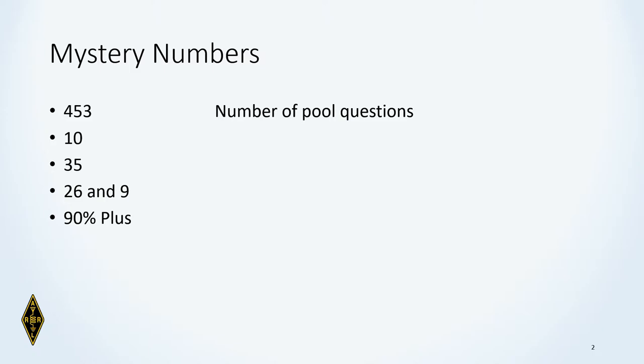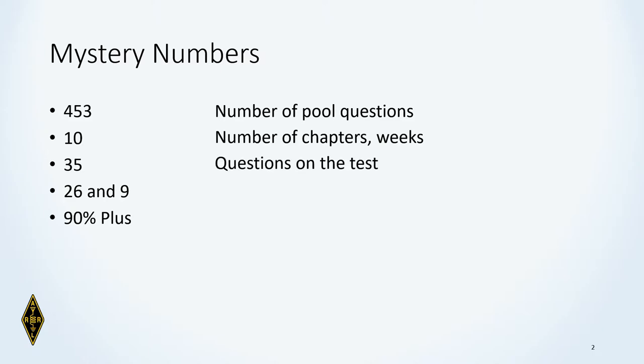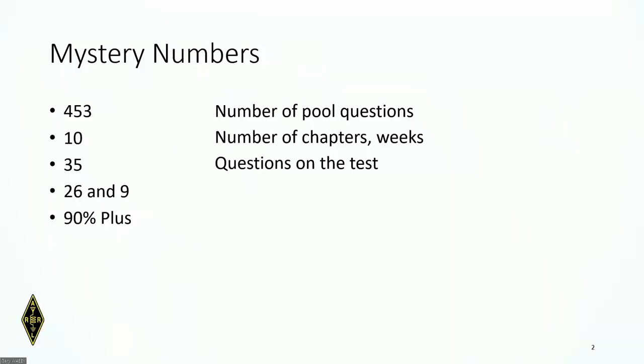10. Does that ring any bells? That's the number of chapters in the book, and that's the number of weeks that we're going to be meeting here. So that's significant. 35, I kind of jumped ahead there, but that's the number of questions on the test. And what's the significance of 26 and 9? Right, you need to get 26 right out of the 35, which means you can get up to 9 wrong.